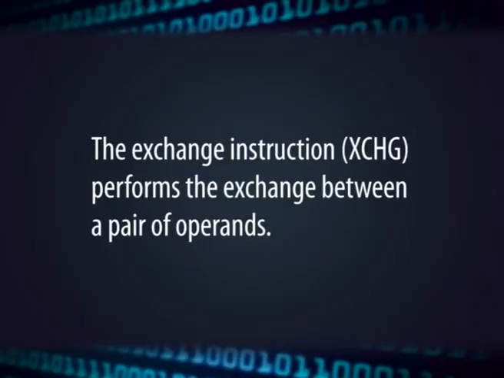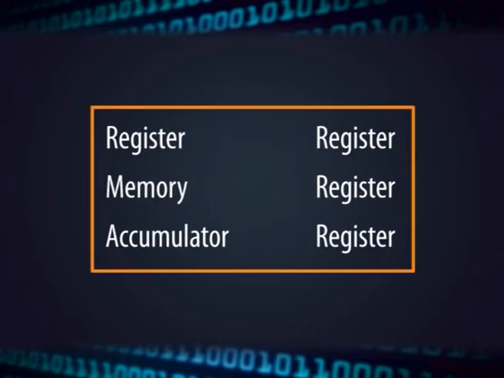However, certain applications require this task to be performed efficiently. The exchange instruction, called XCHG in short, performs the exchange between a pair of operands. The operands could be register to register, memory to register, or accumulator to register.